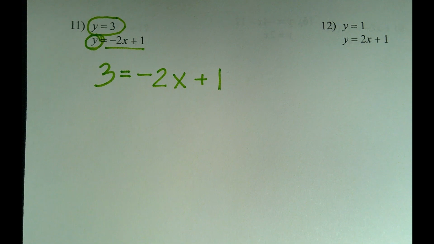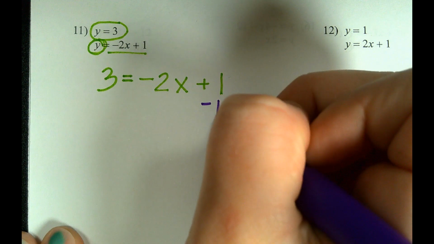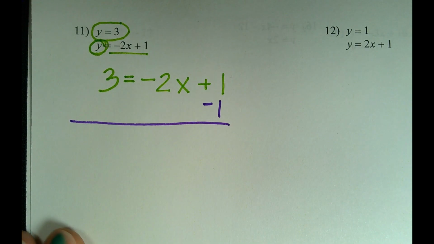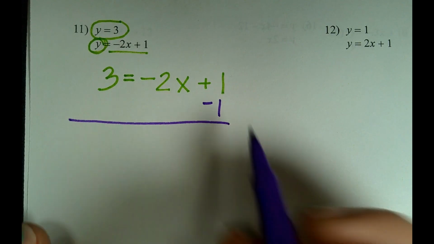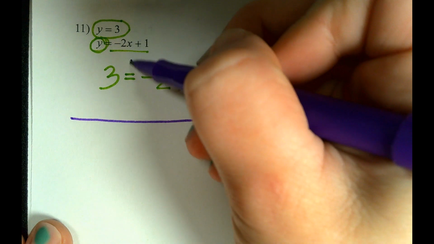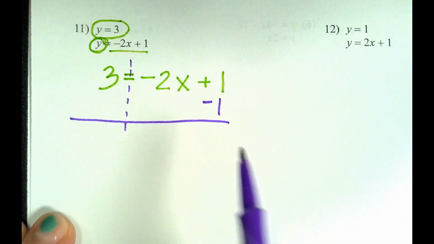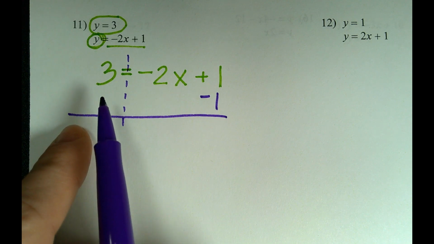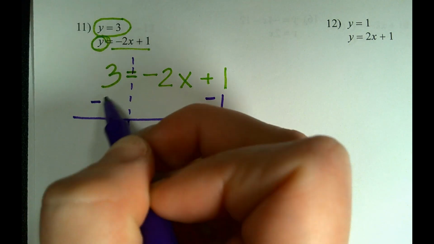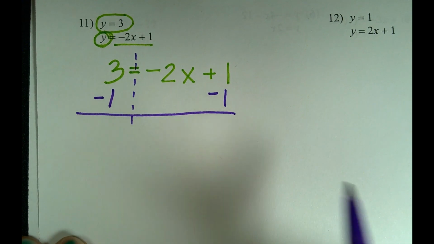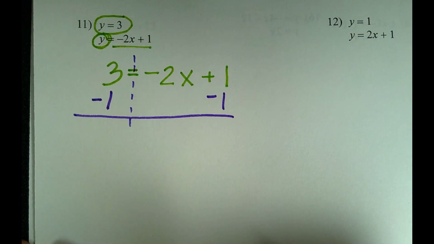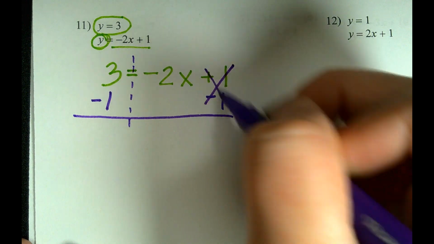What would I do first? Yes, subtract the 1 from this side. Now, where else do I need to subtract 1? Under the 3. Remember, here's our equal sign. Whenever I do something on one side of that equal sign, I have to do it on the other as well. So let's subtract 1 from 3. What happens to my plus 1 and minus 1? They cancel out. Good.